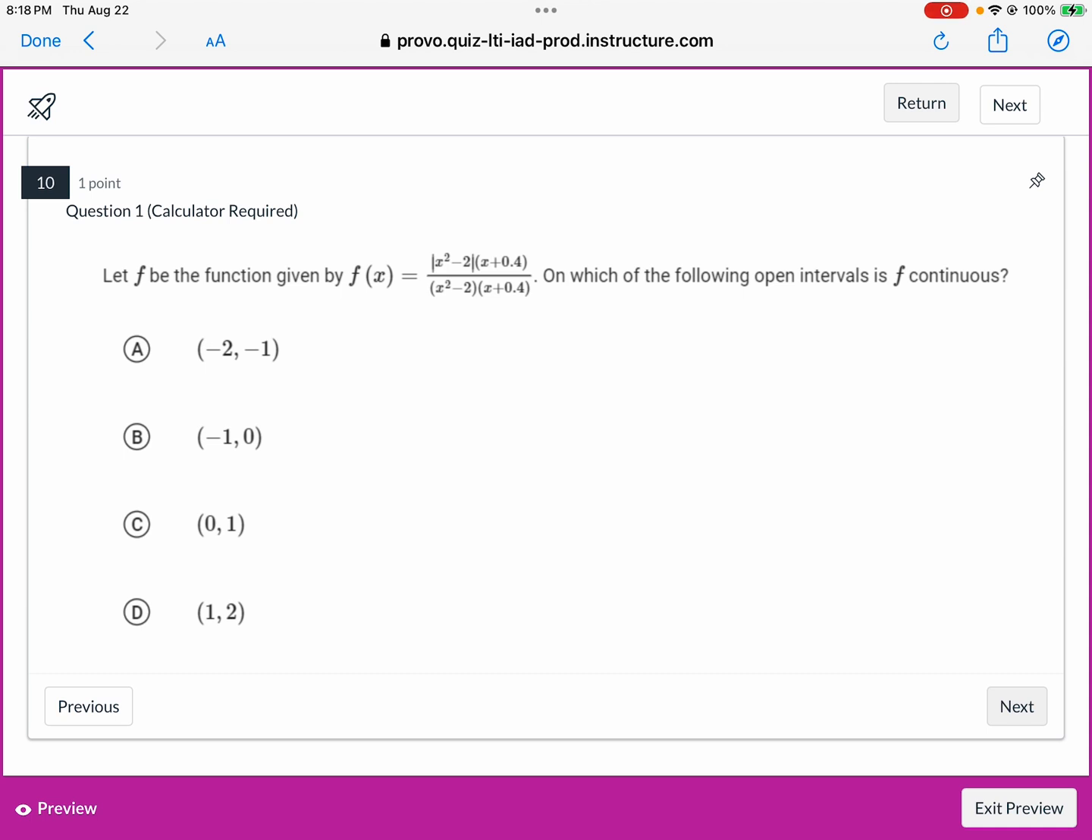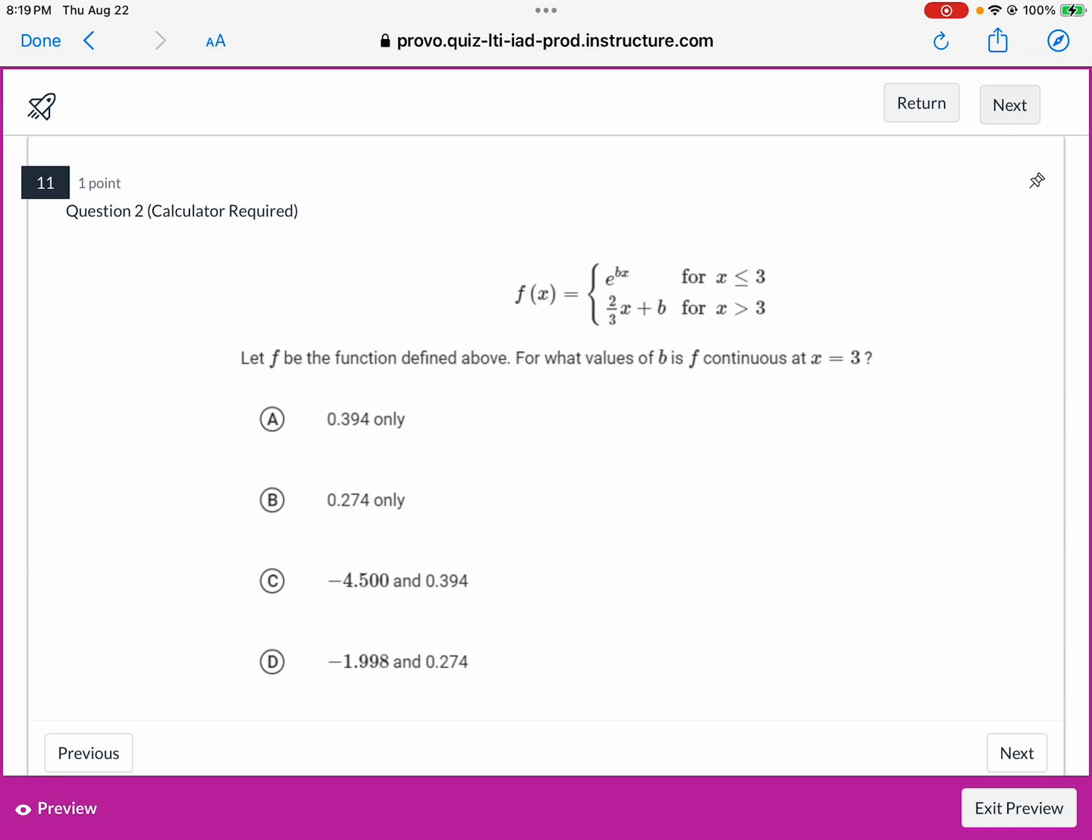Those are values where it's not continuous. So f is going to be continuous on one of these intervals where none of those three values exist. That's what you're looking for. Which of these four intervals does not include negative square root of 2, positive square root of 2, or negative 0.4? That's what you're looking for here.